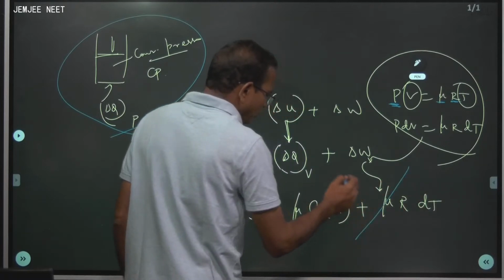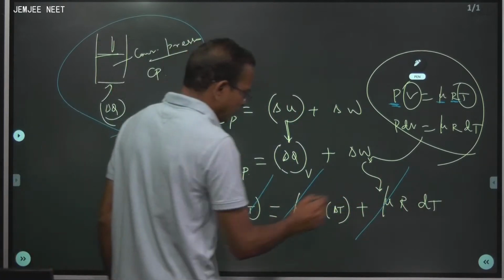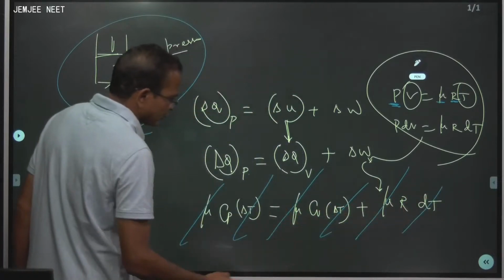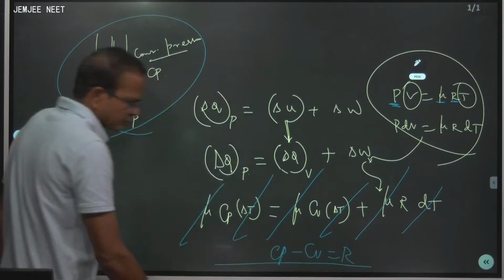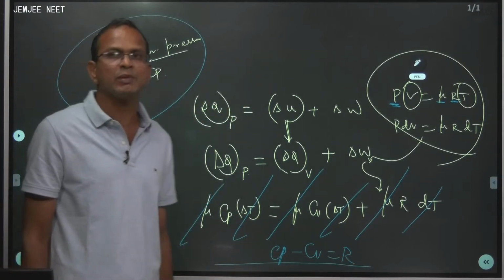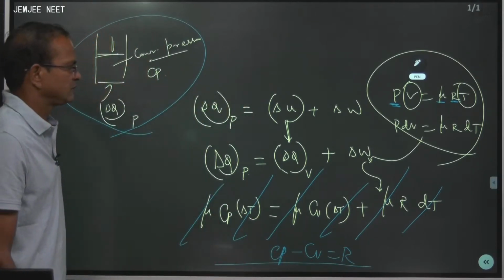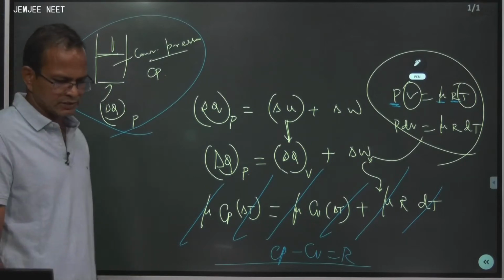Mu, mu, mu. Delta T, delta T, delta T. What am I left with? Cp minus Cv is equal to, what am I left with? Cp minus Cv is equal to R. The Mayer's relation. The Mayer's relation, right?